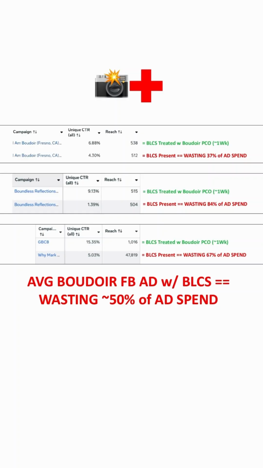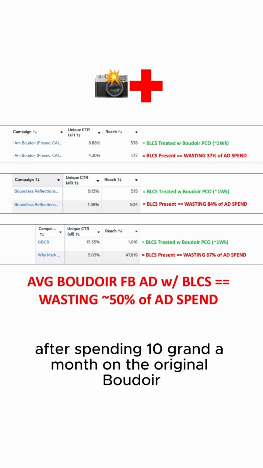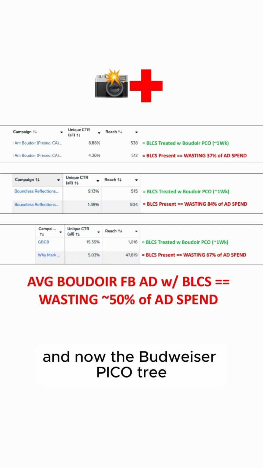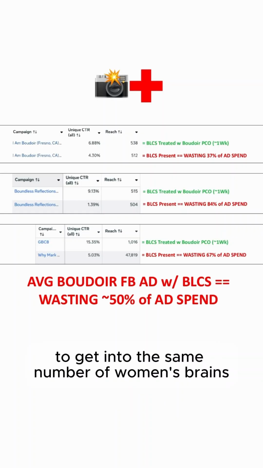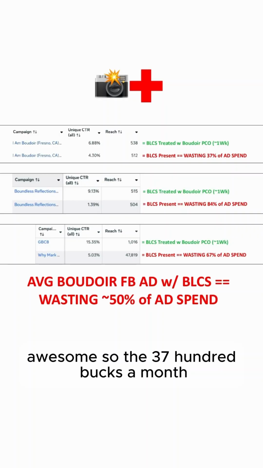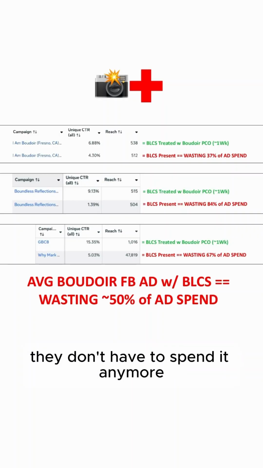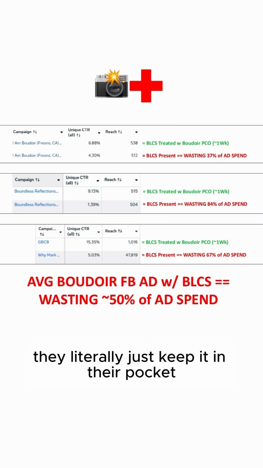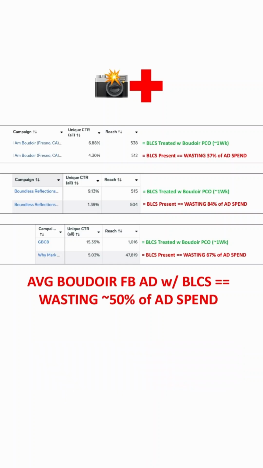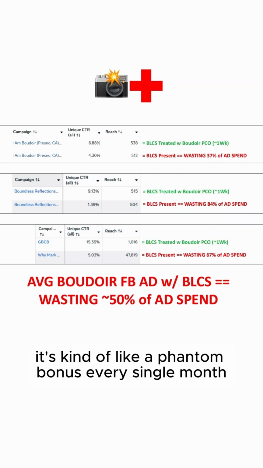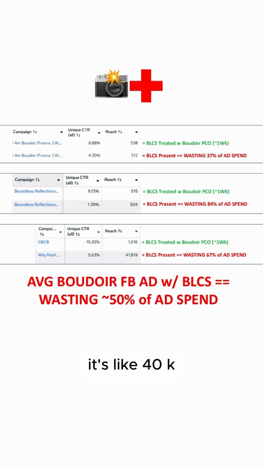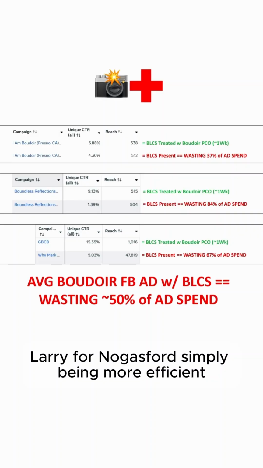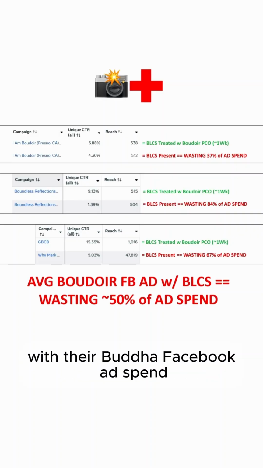So if they're spending 10 grand a month on the original Boudoir Facebook ad, now with the Boudoir Pico treated ad, they only need to spend $6,300 a month to get into the same number of women's brains. Awesome. So the $3,700 a month, they don't have to spend it anymore. They literally just keep it in their pocket. They don't have to pay it to the Zuck. It's kind of like a phantom bonus every single month. $3,700, $3,700, another $3,700. At the end of the year, it's like $40K. Literally for no extra effort, simply by being more efficient with their Boudoir Facebook ad spend.